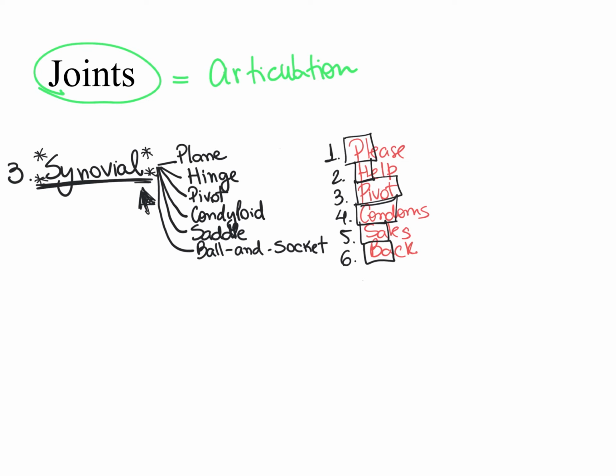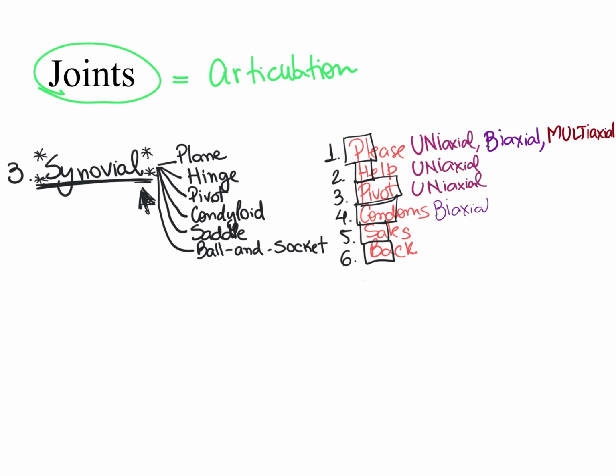The first one, plane synovial joint, has uniaxial, biaxial, and multiaxial. The second one, hinge, and the third one, pivot, are uniaxial. The fourth and the fifth one, condyloid and saddle, they are biaxial. And the last one, ball and socket, is multiaxial.